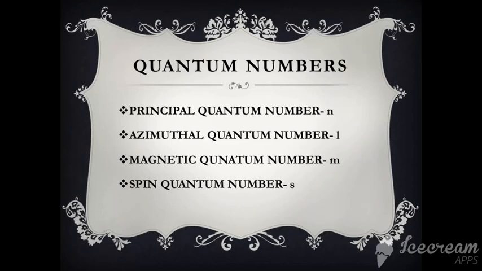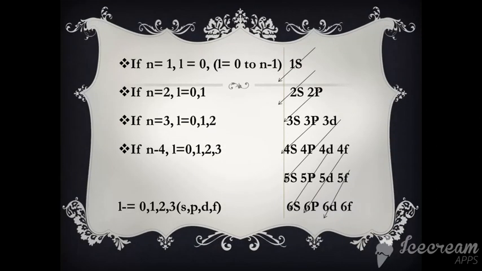So now, n is the principal quantum number and l is the azimuthal quantum number. If the principal quantum number is 1, the azimuthal quantum number will be 0. I calculated this by the formula n minus 1. n minus 1 is 1 minus 1, so l will be 0 to 0, which is nothing but 0.